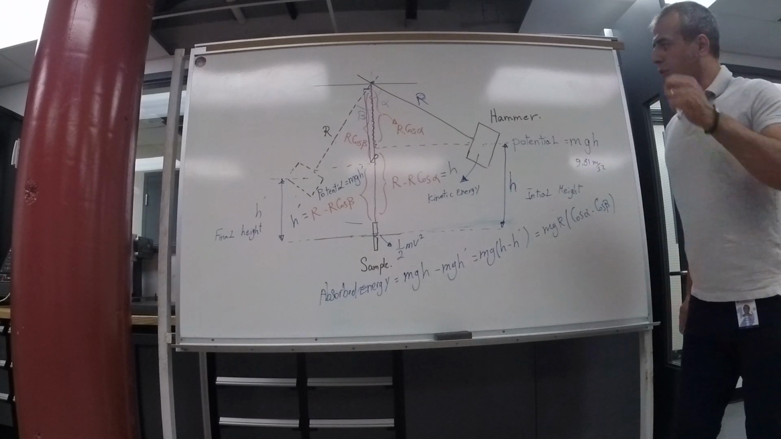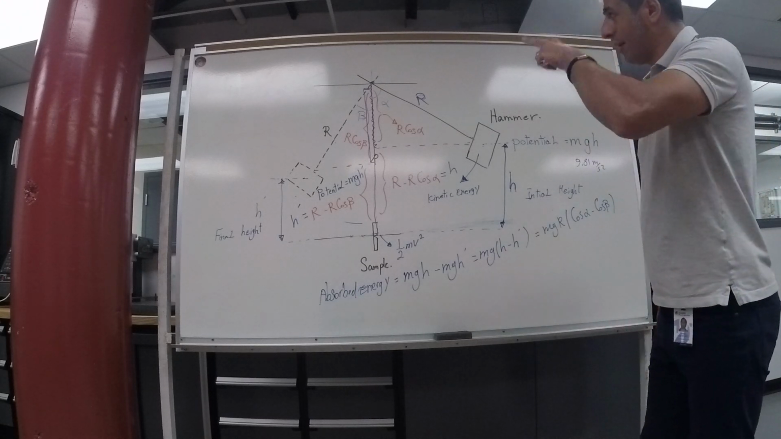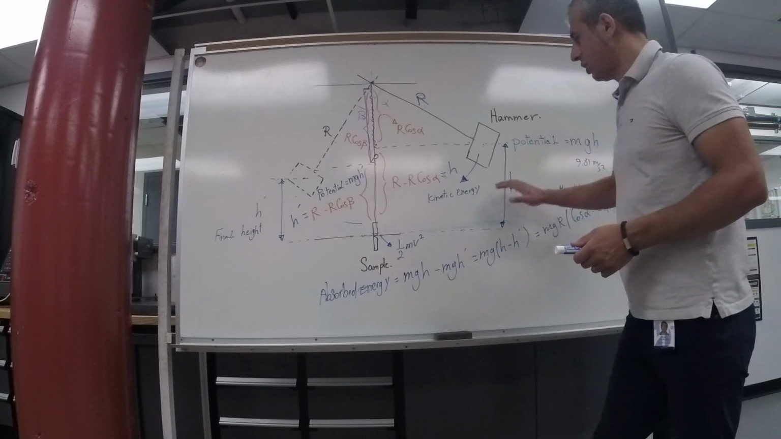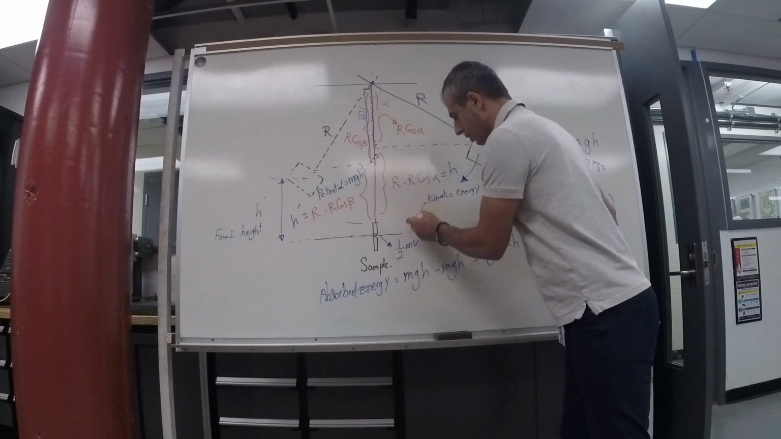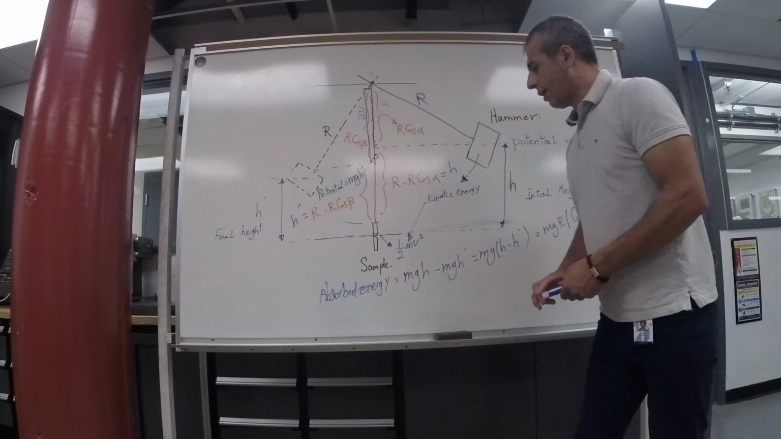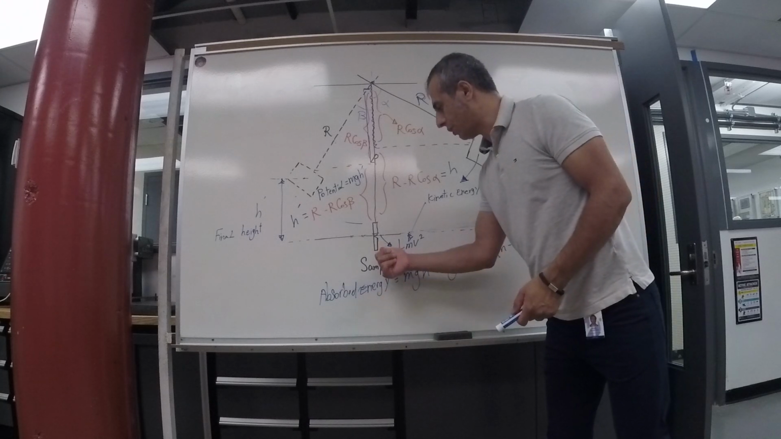So this is the whole thing about the mathematics of Izod impact. It works based on potential energy and kinetic energy here. This is kinetic energy, and it comes back to potential energy, and we can calculate the absorbed energy by the sample.